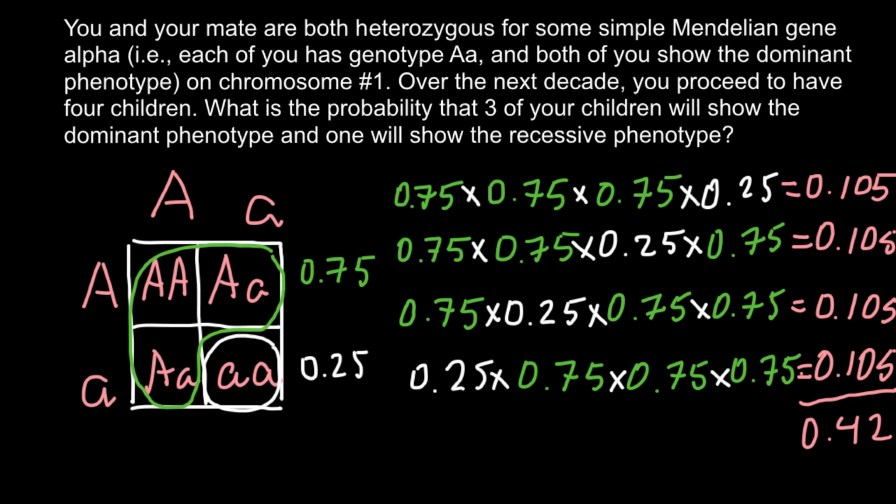0.42. This answer is given on the scale between 0 and 1. If you need an answer in percentage form, or on the scale between 0 and 100, we have to multiply this answer by 100, and the answer would be 42%. So this is our answer today.